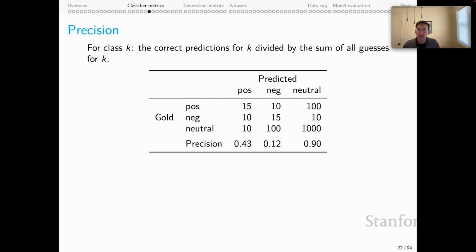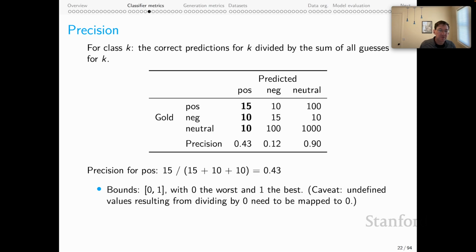But we do want to move away from raw accuracy, and the first step to doing that is precision. The precision for a class K is the correct predictions for K divided by the sum of all guesses for K. So we're going to kind of operate column-wise here. And here I've shown you the calculation for precision for the positive class, and we could do similar calculations for the negative and neutral classes. The bounds of precision are 0 and 1, with 0 the worst and 1 the best, with a small caveat that precision is undefined for cases where you would need to divide by 0. So we just map those to 0 typically. And sometimes if you're using scikit, you see lots of warnings about metrics when you encounter this case.